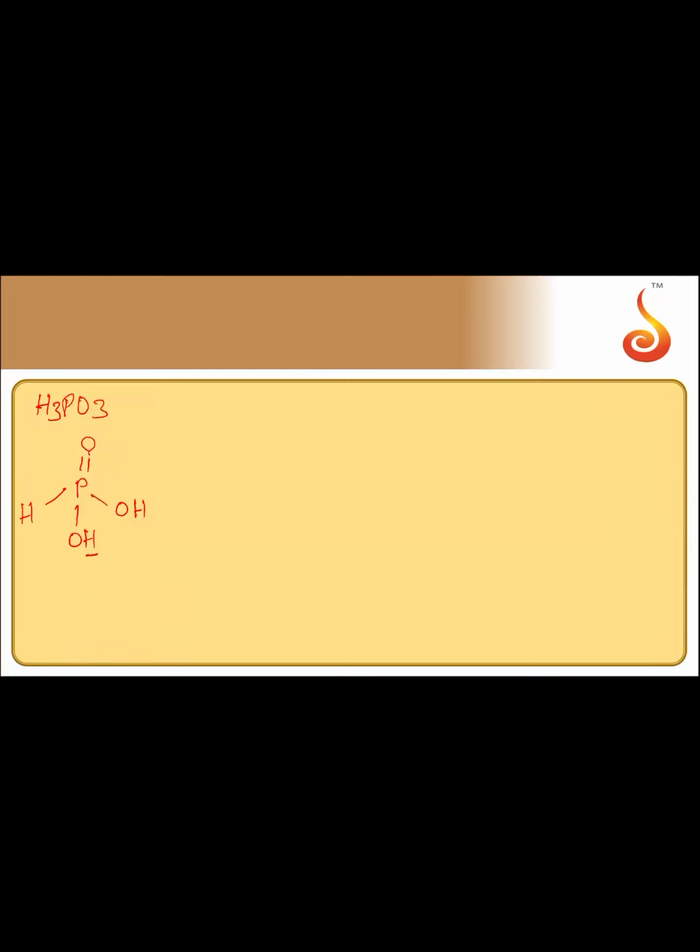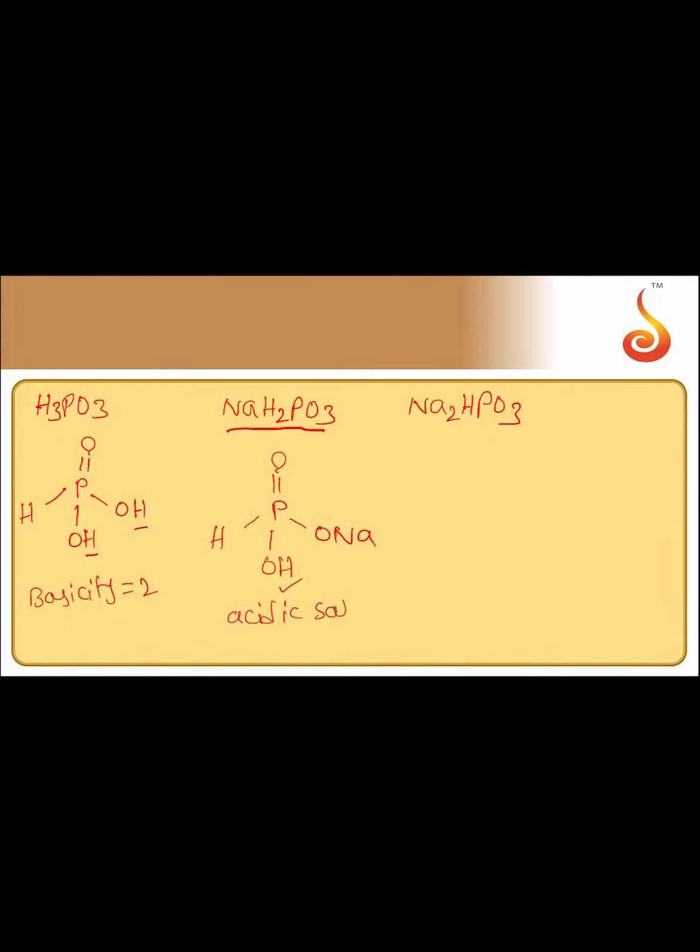Here these 2 are the acidic hydrogens, that means basicity of the H3PO3 is 2. That means it will form the 2 types of salts. One is NaH2PO3, another one is Na2HPO3. So if we see the structure of NaH2PO3, it is ONa, because one of the acidic hydrogen from H3PO3 is replaced by sodium, and still it is having 1 OH group and H. Here OH group is there, that means it is acidic hydrogen. So due to the presence of the acidic hydrogen, this salt is considered as acidic salt.